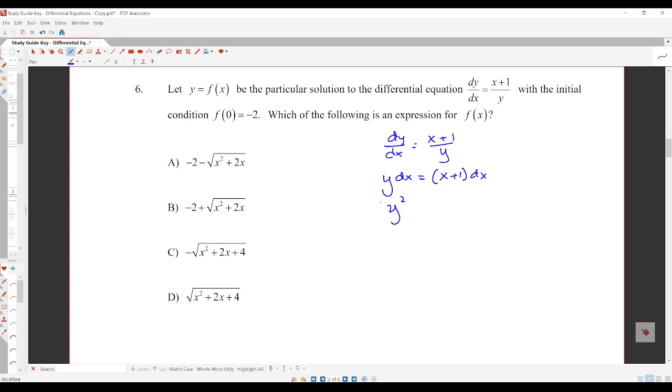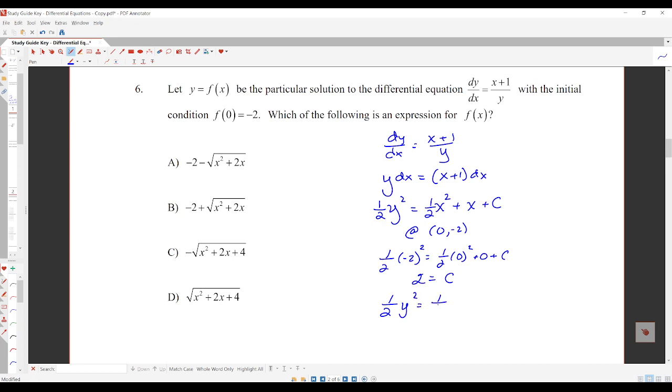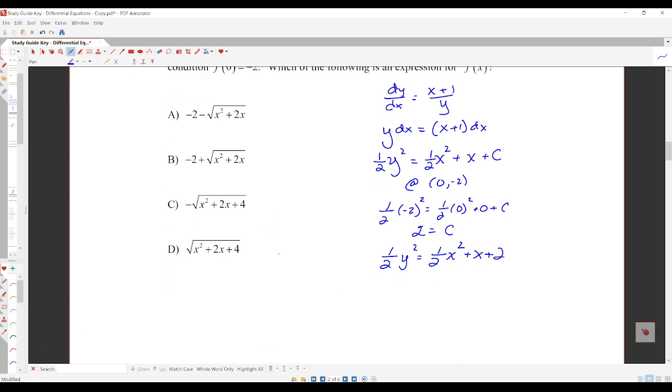So I get y squared over 2. I'm going to go ahead and write that as 1/2 y squared equals, this is going to be x squared over 2, or 1/2 x squared plus x plus c. Let's go ahead and plug in 0, negative 2. So I get 1/2 times negative 2 squared equals 1/2 times 0 squared plus 0 plus c. So the constant is going to be negative 2 squared is positive 4, divided by 2 is 2. Go ahead and put 2 in for c. We'll go ahead and double both sides of this equation. So I get y squared is equal to x squared plus 2x plus 4.